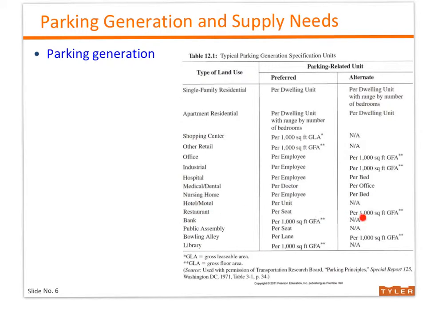The restaurant is kind of interesting. For the restaurant, the parking related unit, the preferred one, is per seat. So if I have 100 seats in the restaurant, again, this would be a good parking related unit for generation of the parking spots. The alternative would be per 1000 square feet GLA or GFA. Here it's gross floor area rather than gross leasable area.